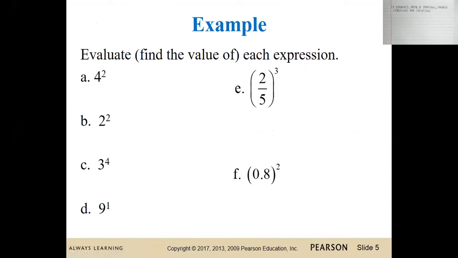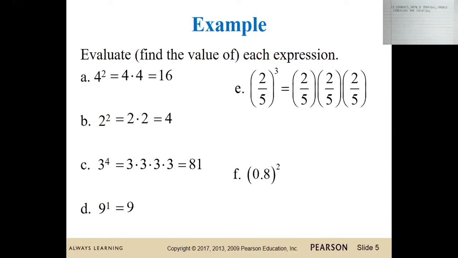And what are exponents? If you see here this 4 squared, the common mistake is thinking this means 4 times 2. What it does mean is 4 times 4. So 4 squared is actually 4 times 4, which would be 16. Same thing, 2 squared is 2 times 2, which would be 4. 3 to the 4th, you take the 3 and multiply it by itself 4 times, and that'll get you to 81. 9 to the 1st power is just going to be 9.